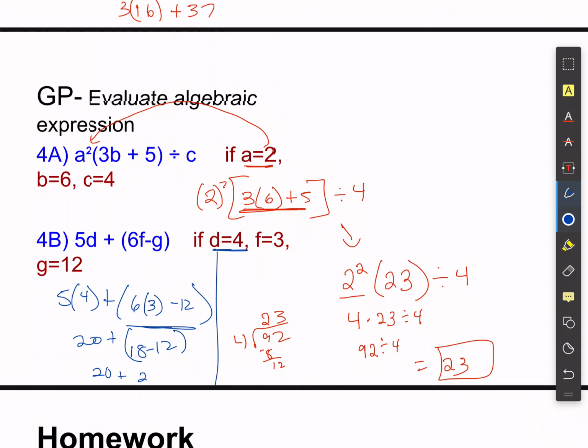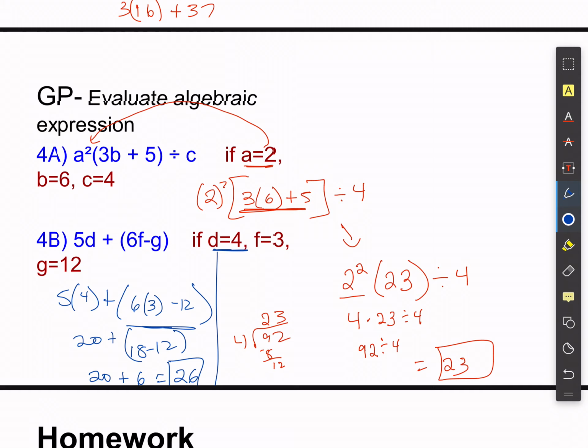is equal to 22. Hold on, did I do something wrong? Oh, 18 minus 12. Duh. See, this is what happens when you try to rush too fast in your math, you guys. This is not 2. It's 18 minus 12, which is 6. There we go. I knew that looked funny. And you get 26.